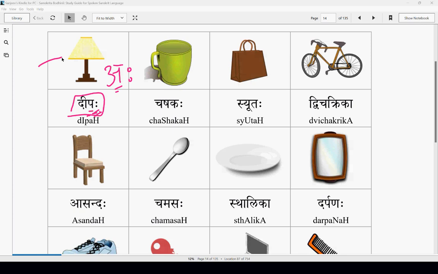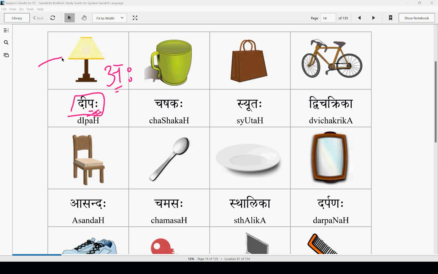So that is the important thing we need to remember, that in Sanskritam the gender or lingam is attributed to the word, not the object. The lingam of the Deepa word is Pullingam.